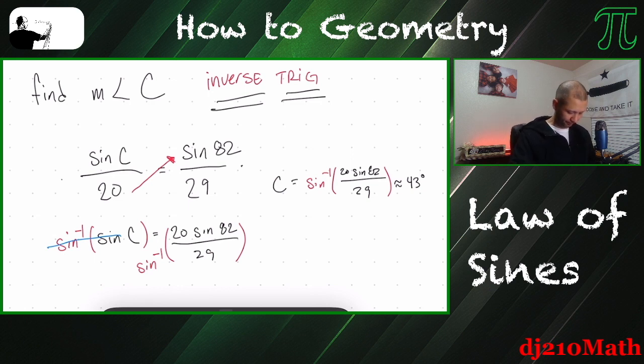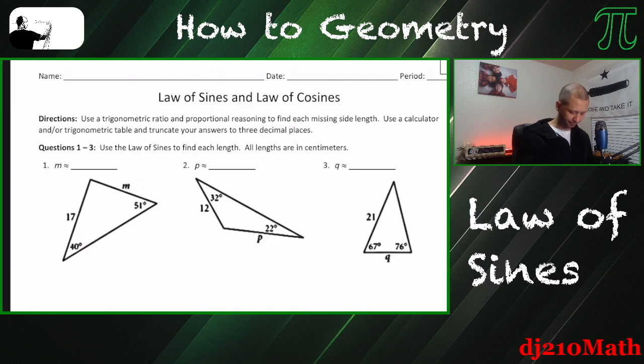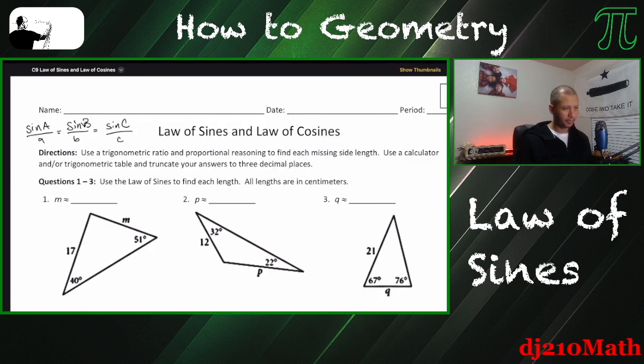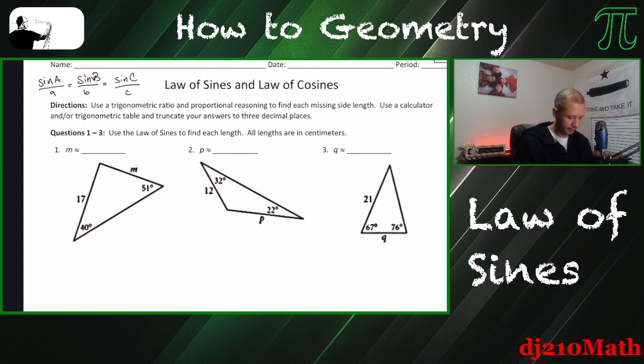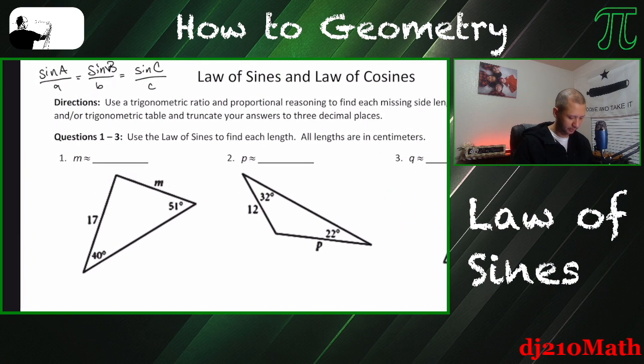Okay, let's see some examples. At the top, I'm going to write the law of sines down, keeping it handy, right? Just remember big A over little a, big B over little b, and big C over little c. Okay, number one. We're going to use the law of sines to figure out the lengths.